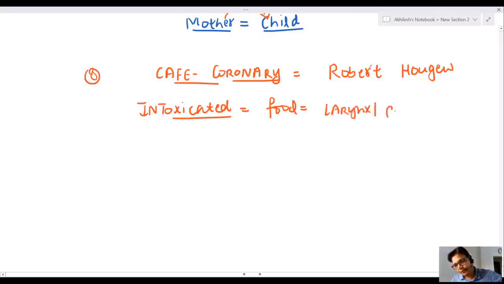Your food particle goes in the larynx and pharynx, and suddenly you collapse. You will see the air passages and other passages are blocked. This phenomenon is known as cafe coronary. What happens, sir? The laryngeal mucosa and pharyngeal mucosa are blocked by food in an intoxicated person. In an intoxicated person, this will lead to reflex vagal inhibition.